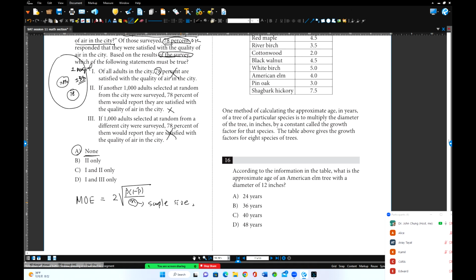Okay, but with more samples, the margin of error is getting smaller, right? If we have a very small sample size, the margin of error is very big. If we choose the whole population, the margin of error is now 0, because we use the entire people. That is kind of a census, right?